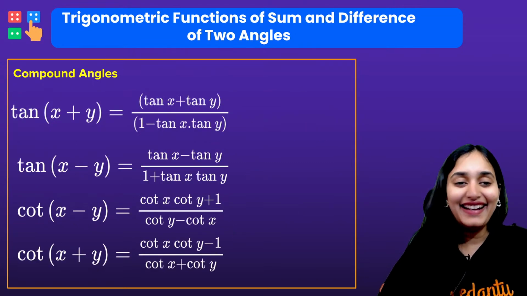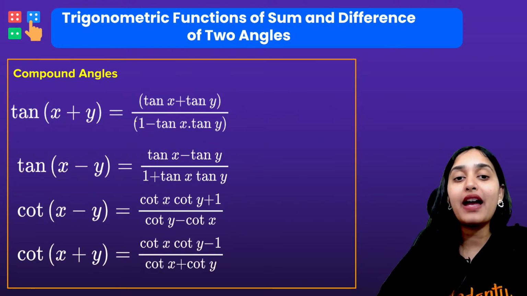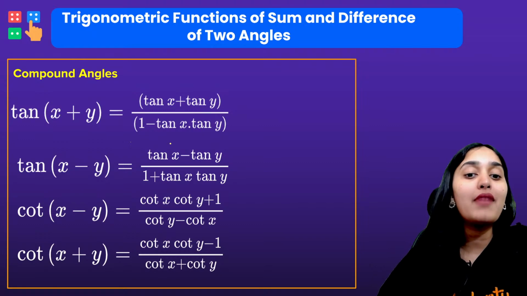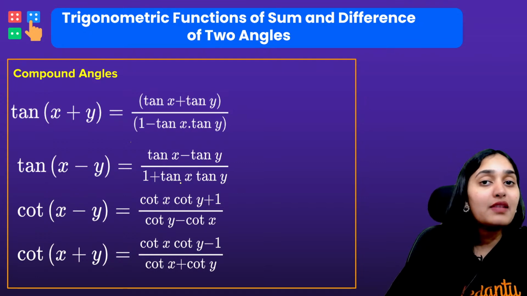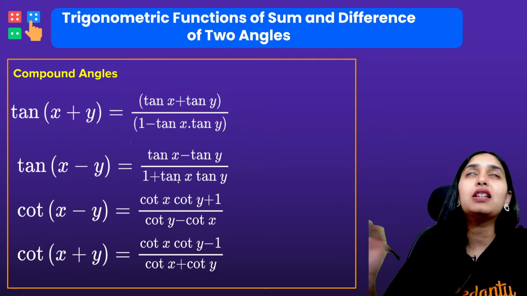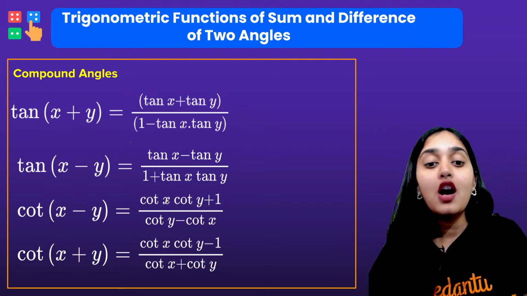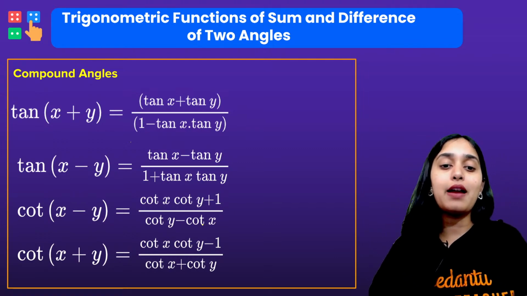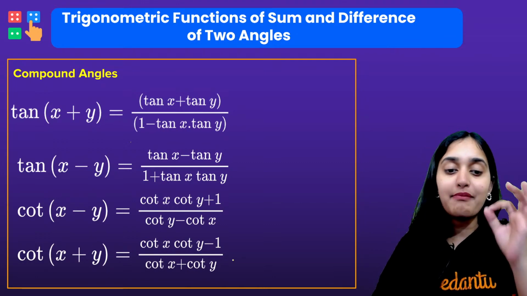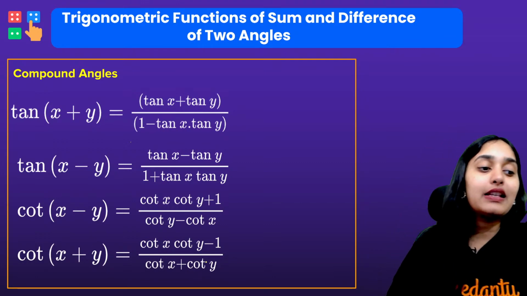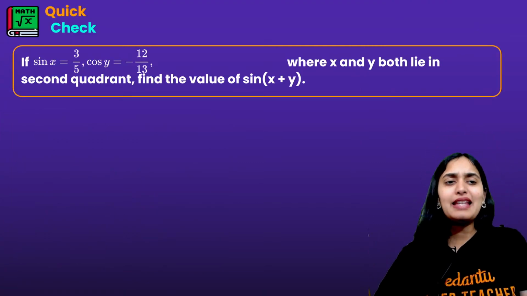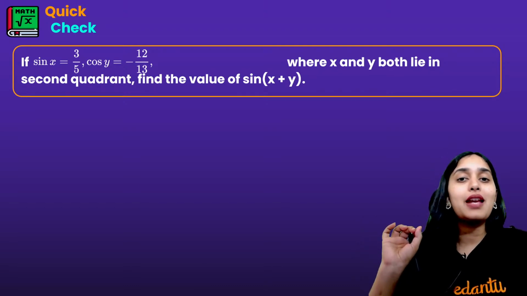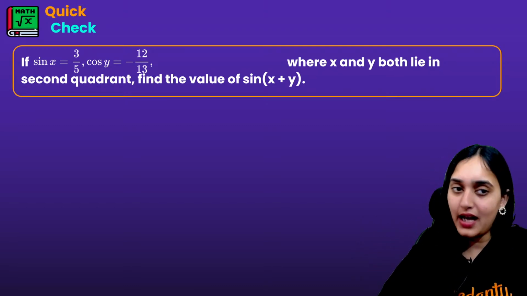Alright. Tan of x plus y is tan x plus tan y upon 1 minus tan x tan y. Tan x minus y is tan x minus tan y upon 1 plus tan x tan y. For cot, simply put cot in the tan formula and you get your answer. Cot x plus y is cot x cot y minus 1 upon cot x plus cot y. Let's see what type of question can be asked from this formula.